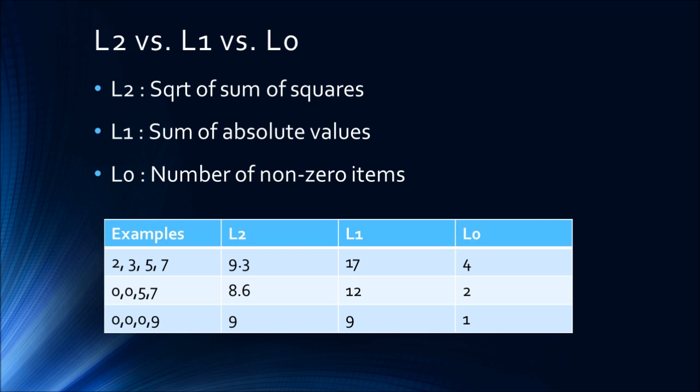So we have some examples for what these are. You've got a sequence such as 0 0 5 7, then what you end up with is the L2 is, you know, an 8.6, but L1 is just 5 plus 7. I mean, that's the L1 norm, and your L0 norm is 2, because 2 of them have values. So we can see the differences in these different ways of thinking about the norm of a vector.